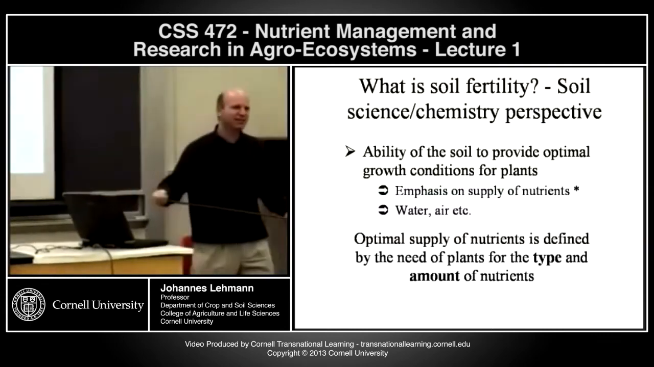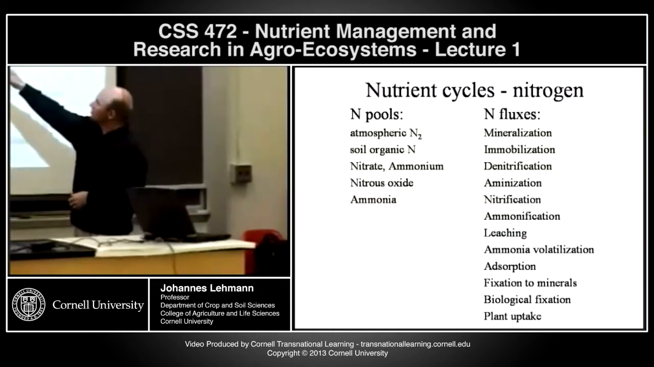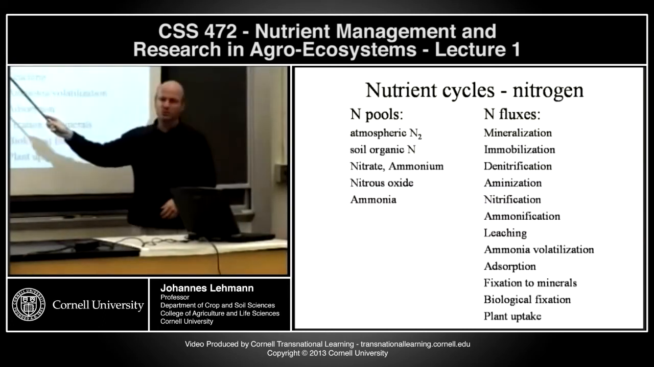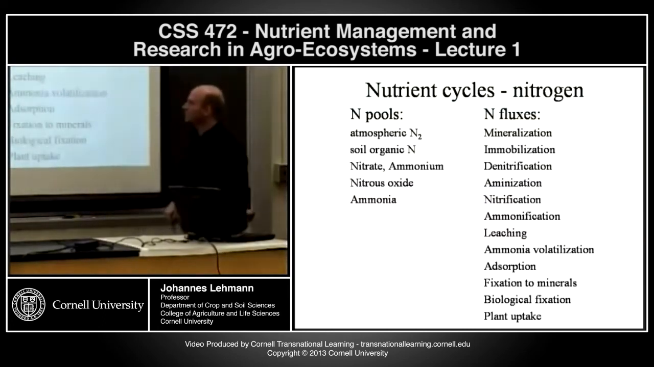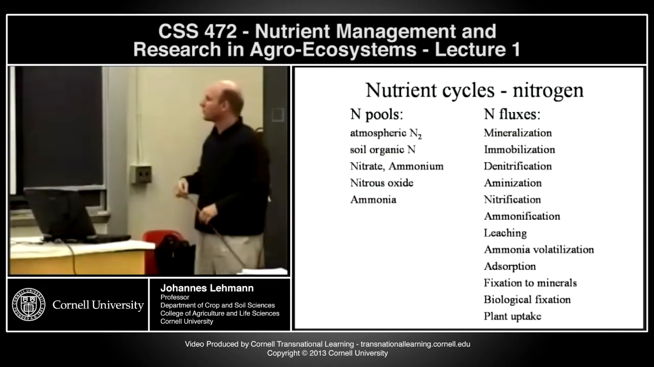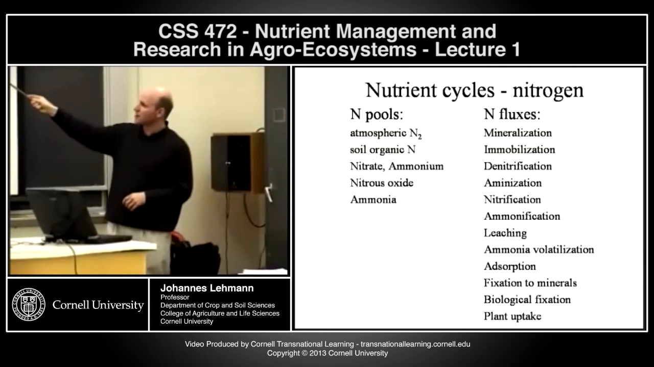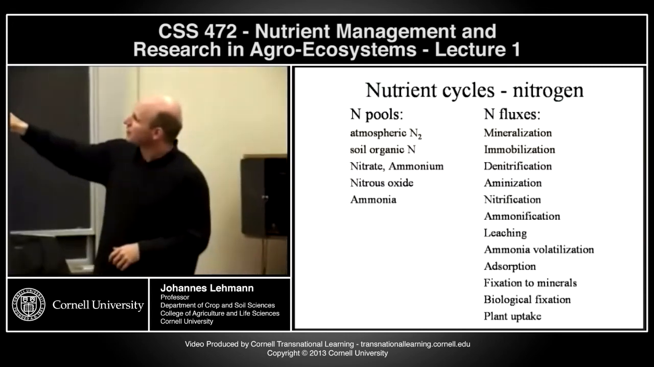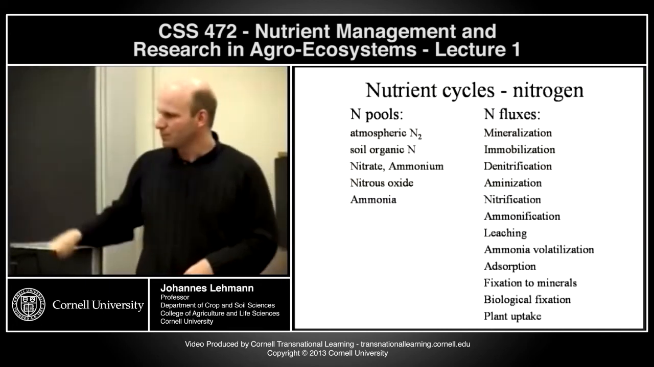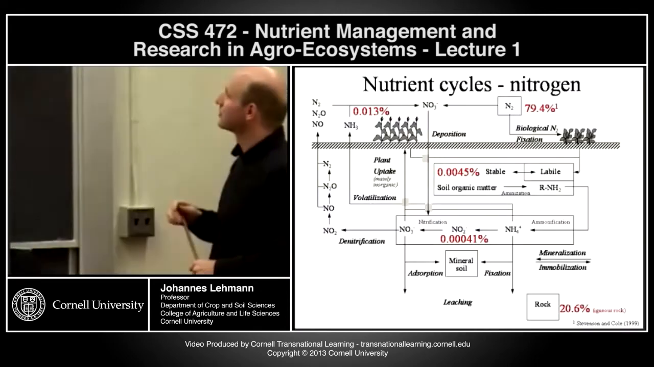Well, you can't hear this often enough, so I'll reiterate that here now. So we have all these nitrogen pools: the atmospheric N, soil organic nitrogen, an important pool, nitrate, ammonium, nitrous oxide, ammonia. We have numerous fluxes here. You see a whole list of fluxes for the nitrogen cycle. Mineralization, immobilization, these are biological phenomena. Denitrification can be biological or abiotic. Aminization, nitrification, ammonification, leaching, biological nitrogen fixation, a whole slew of processes that are important for the nitrogen cycle.